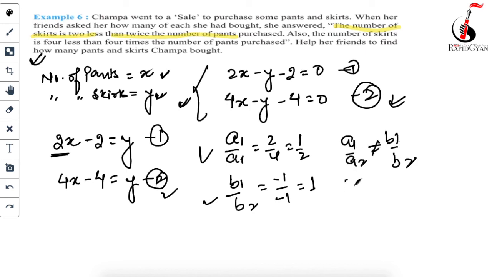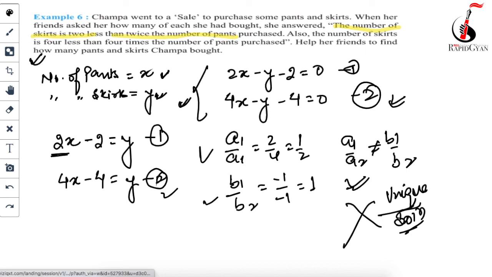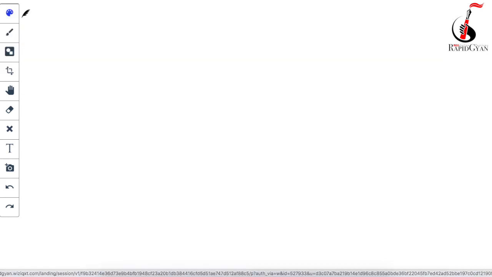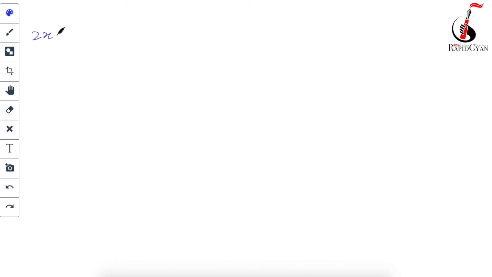It means these two lines are going to intersect each other and they are going to have a unique solution, correct? So now I will draw the graph. The first equation is 2x minus y minus 2 is equal to 0. This is your equation 1. The next equation is 4x minus y minus 4 is equal to 0. This is your equation 2.